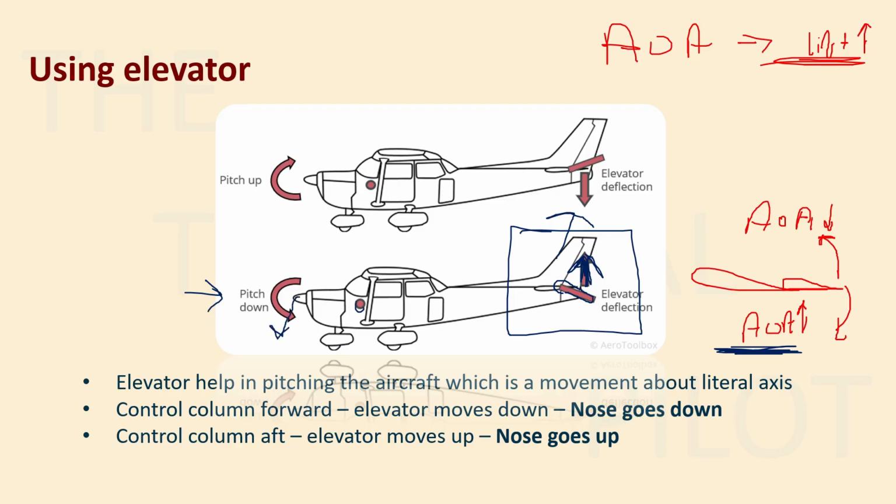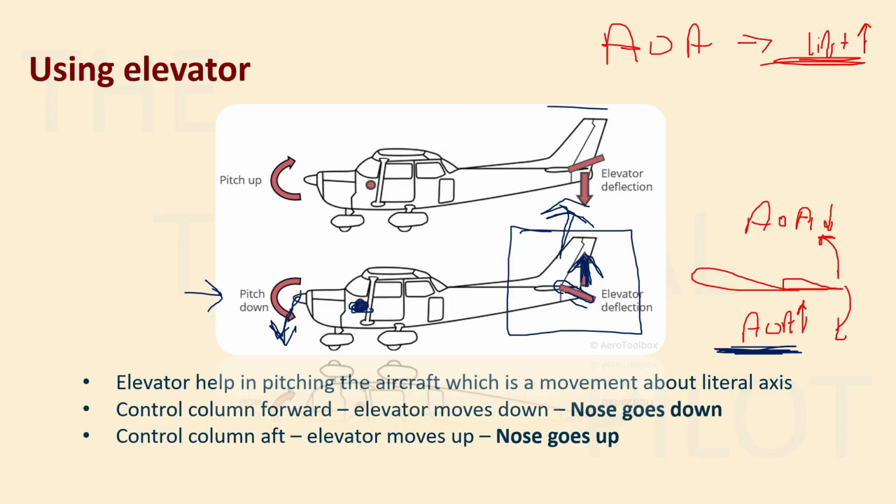So this is the point. From here, you can imagine it as a hinge. If I'm lifting this part upwards, this will go downwards, right? So the nose will go downwards. I have moved the control surface down, lift has increased on this surface, so it is moving upwards and the nose is going down, right?